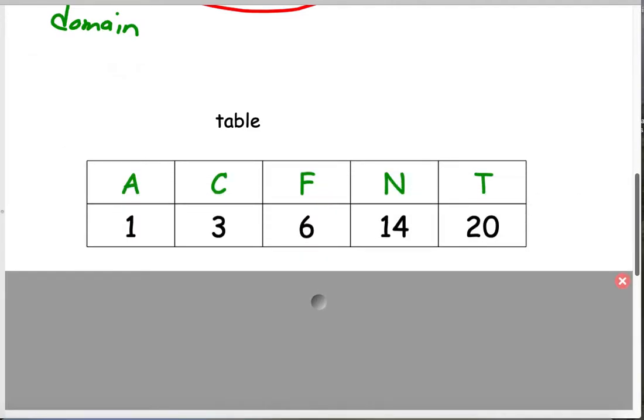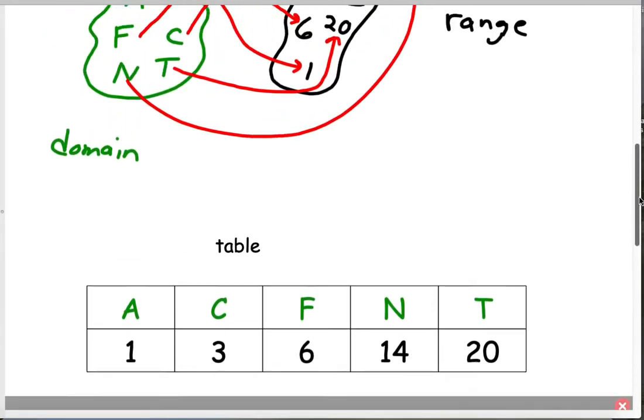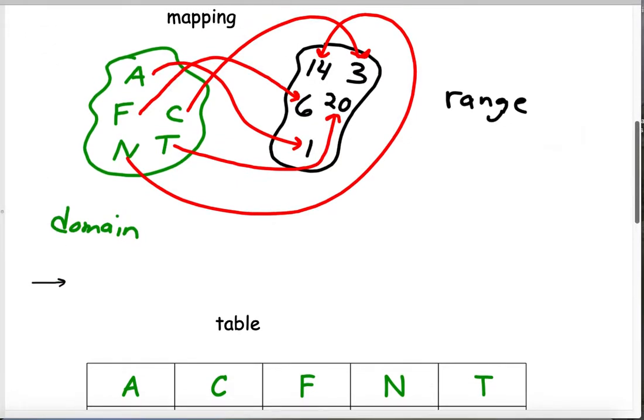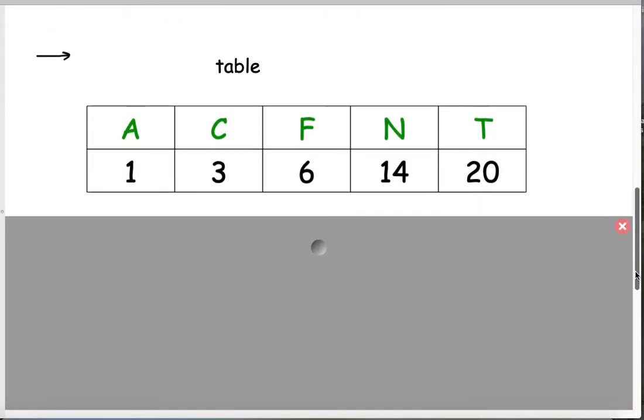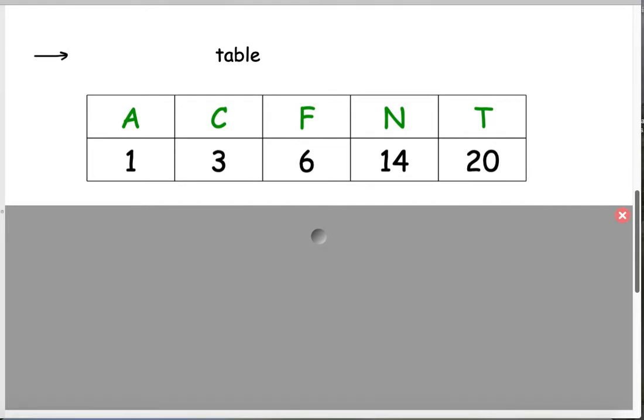Another way of representing a function could be in a table. Once again, notice here that the first row represents your domain, and this is just another way of representing the mapping from the previous example. All these elements are in the domain, and the ones in the bottom row are in the range. So it just tells you A is getting matched to 1, C with 3, F with 6, N with 14, T with 20. By the way, have you figured out what my rule is for matching these?